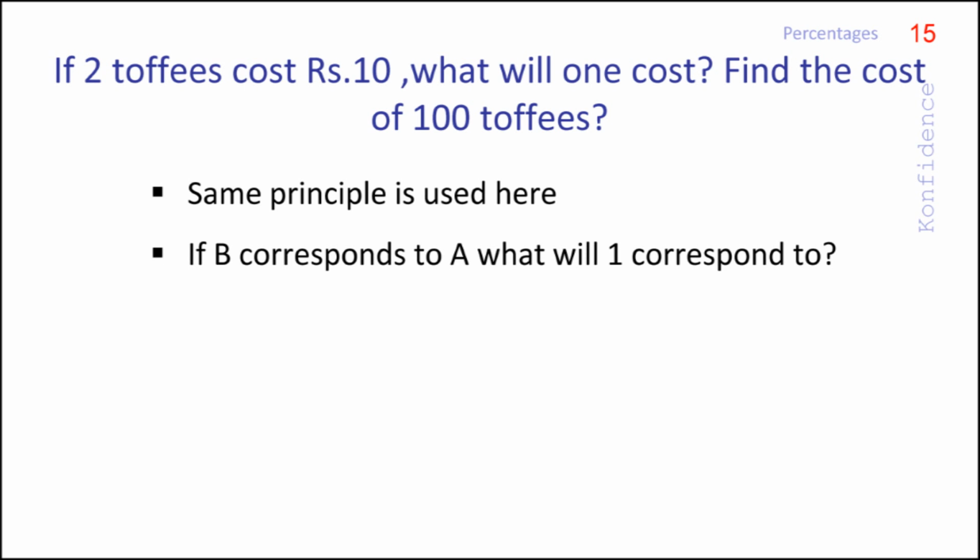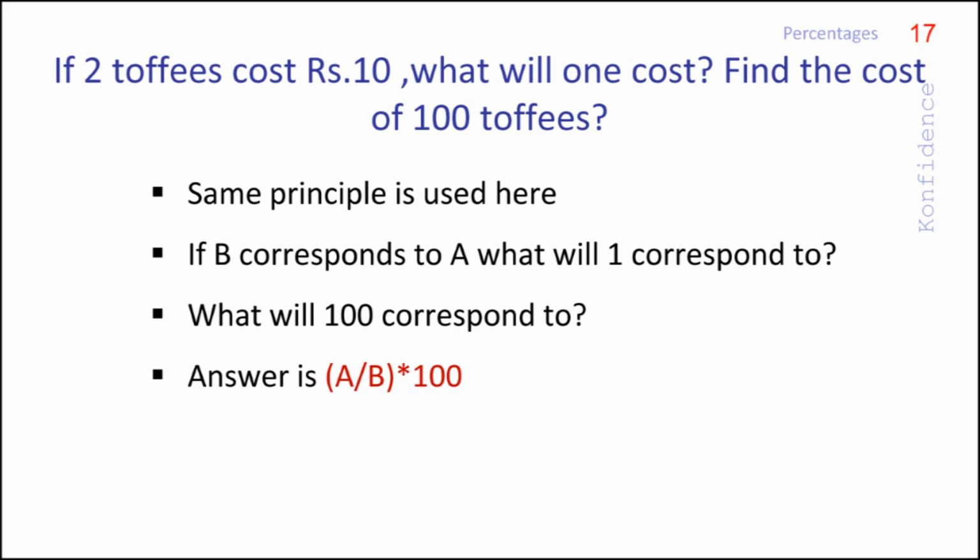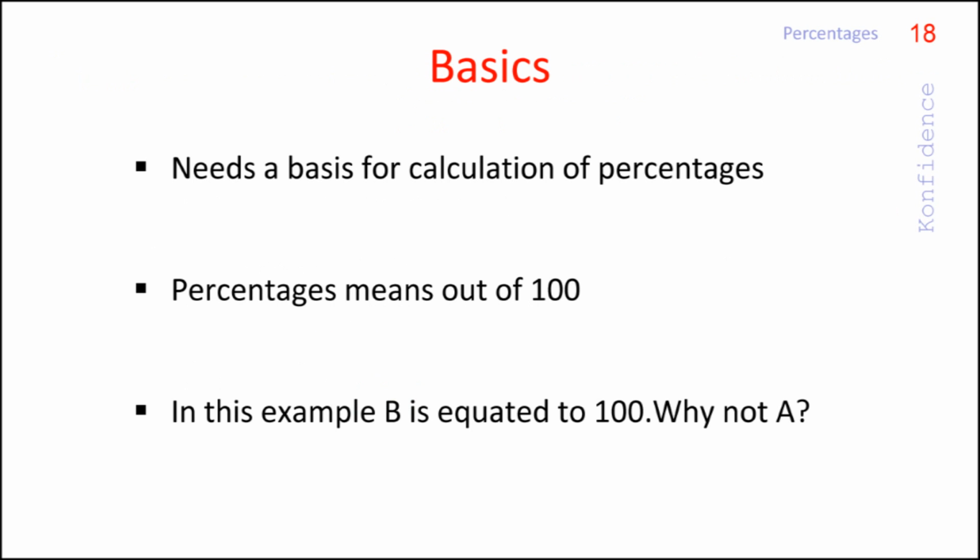If B corresponds to A, what will 1 correspond to? Therefore, what will 100 correspond to? So, the answer to the question is A by B into 100. It is important to note here that there needs to be a basis for calculation of percentages. Percentages means out of 100, and something has to be converted to get to the answer. That particular something has to be found out, and that is the single most important task in finding out percentages.